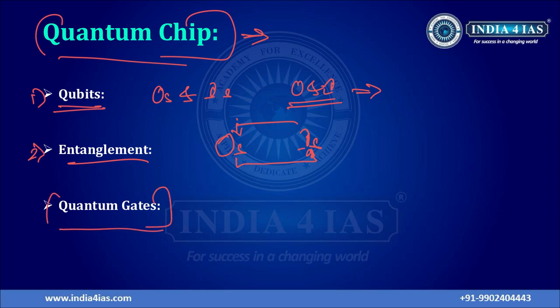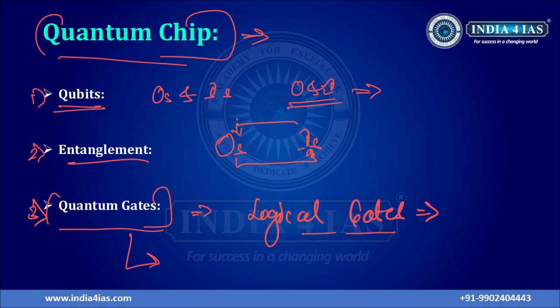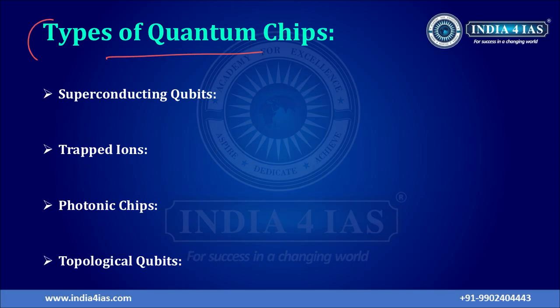Then we have quantum gates, the third important terminology. Quantum chips use quantum gates to manipulate qubits, performing operations like superposition, entanglement, and interference. What this means is that we have logical gates in normal chips, whatever chips we are using now. These normal chips use logical gates to perform certain functions. In the same way, the quantum chip uses quantum gates to manipulate the qubits so that they can perform various functions.